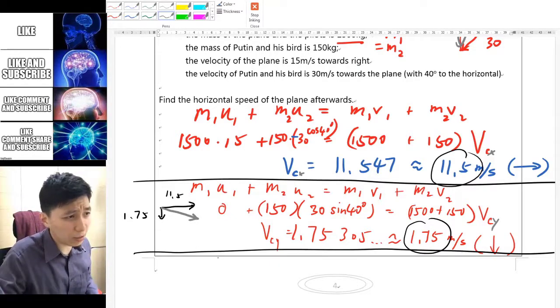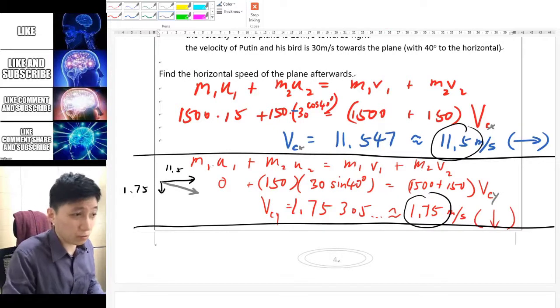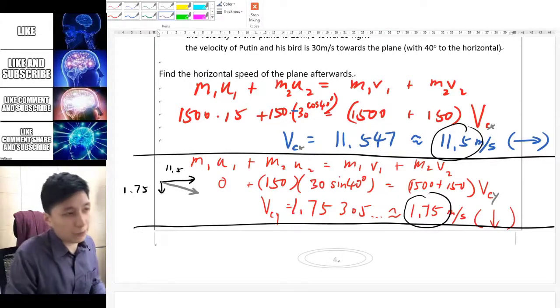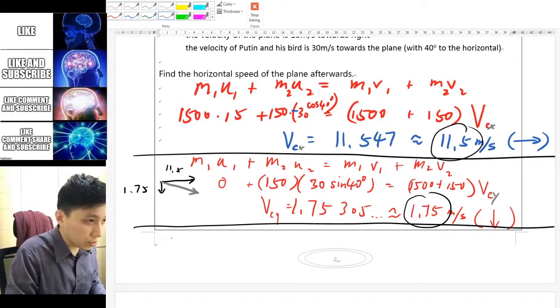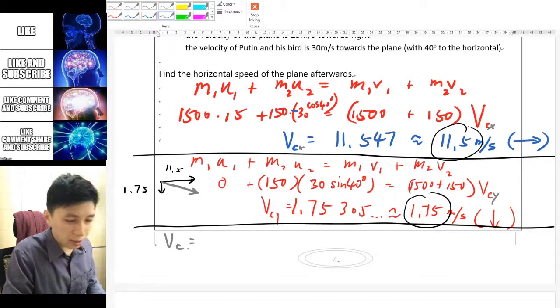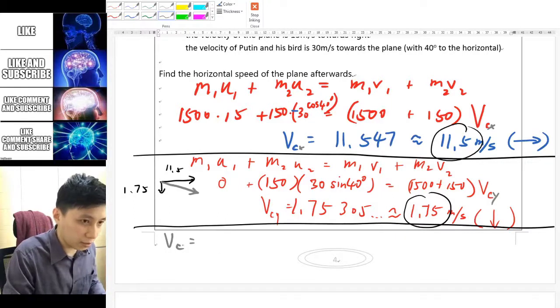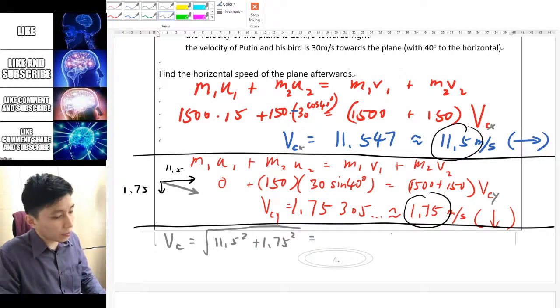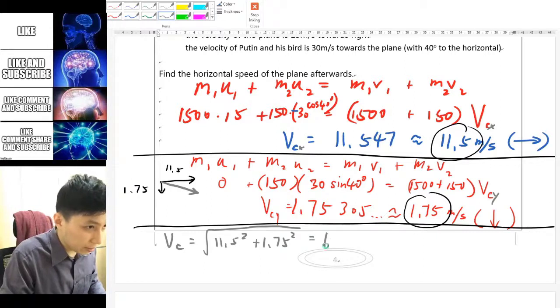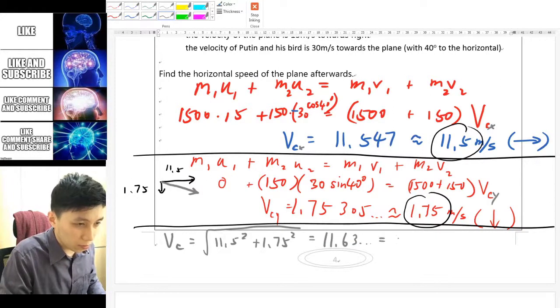And so in order to calculate the magnitude, it's very simple. Just use, guess what, Pythagoras' theorem. So you could say that VC now is the total one, so I don't give x or y, just VC, common velocity, should be the square root of 11.5 squared plus 1.75 squared. And so by calculator, it should be something like 11.63. So I'll round it to 11.6 simply.